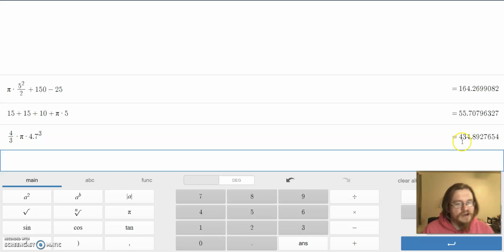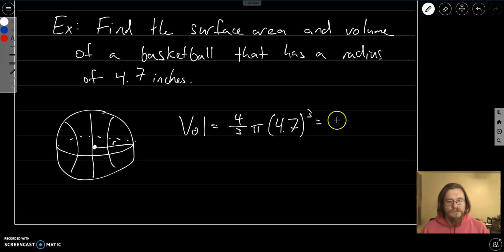So here we get 434 point, and let's go to the hundredths place, 0.89. We don't have to round up since the 2 is less than 5. So 434.89 inches cubed.